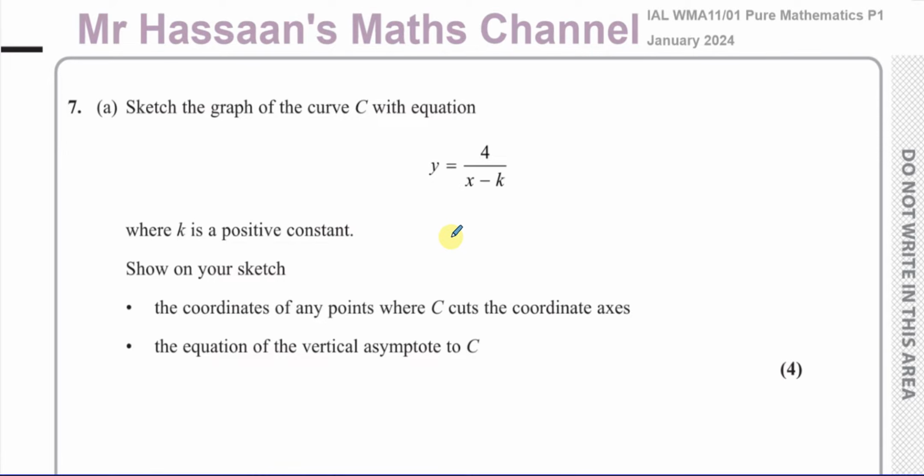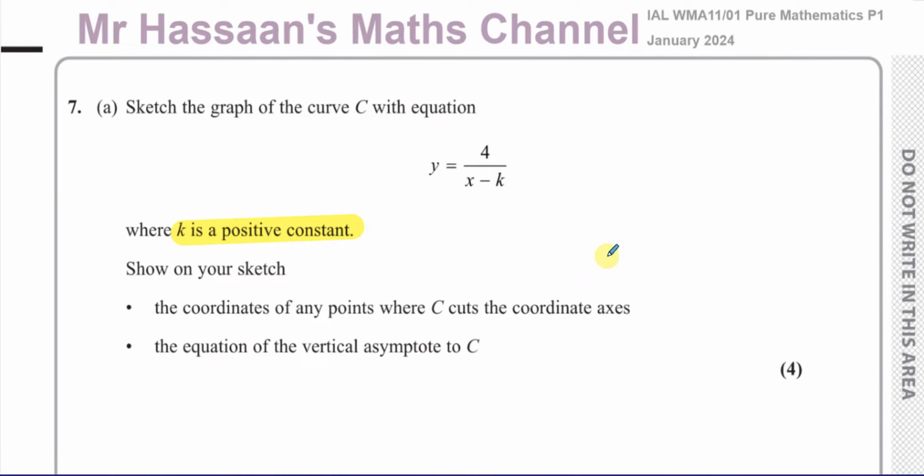I'm now answering question number 7 from the January 2024 International A-Level Edexcel Pure Mathematics P1 paper, and this question is all about graph sketching. Part A asks us to sketch the graph of the curve with equation y equals 4 over x minus k, where k is a positive constant. We need to show on our sketch the coordinates of any points where C cuts the coordinate axes and the equation of the vertical asymptote to C.